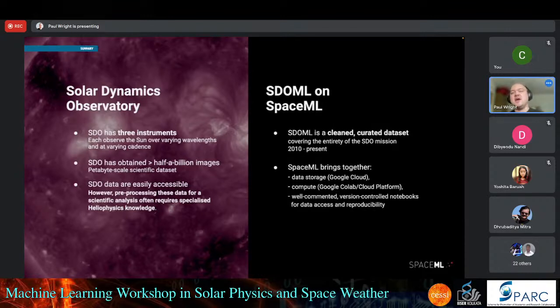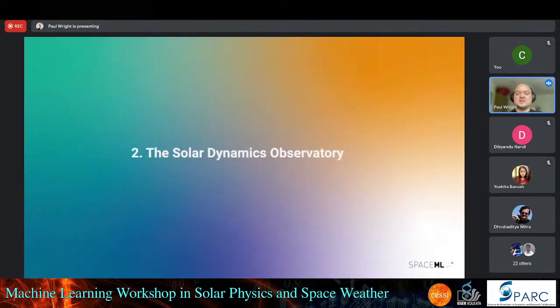So we've created SDOML. This is a cleaned, curated dataset covering the entirety of the SDO mission. SpaceML brings together data storage on Google Cloud, compute on the Colab Google Cloud platform, and well-commented version control notebooks for easy data access and reproducibility. So before I get into the SDOML dataset, I'd like to introduce SDO.